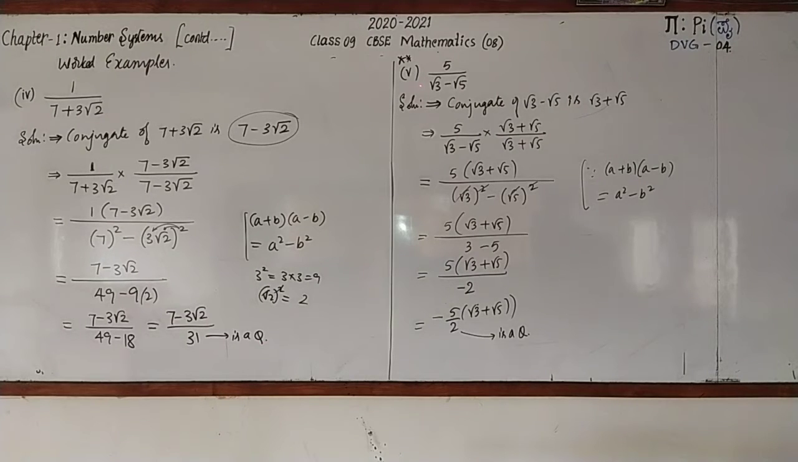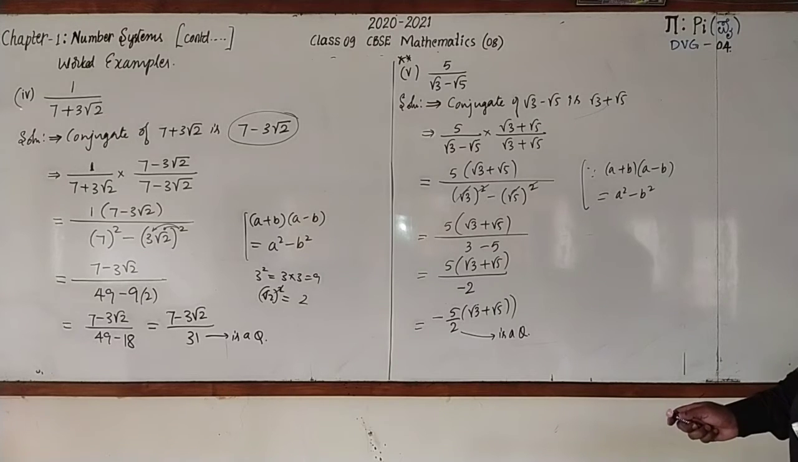And you just come to the fifth one. It is 5 by (root 3 minus root 5). To rationalize the denominator, again we have taken the conjugate of the denominator. Root 3 minus root 5 is written as root 3 plus root 5. It has been multiplied to the numerator and denominator. Then we have simplified by using the suitable identity. Then at last in the denominator we have got 2, which is a rational number. So now please pause the video and copy from there to here.